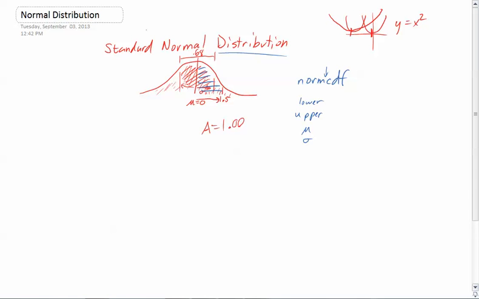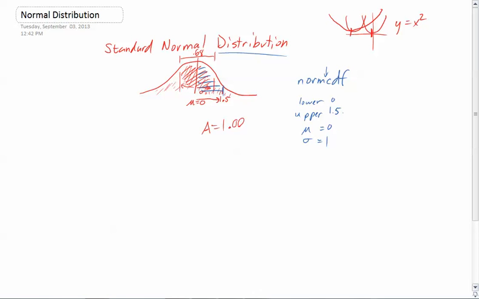Now, if we're working with the standard normal distribution, the parent function, then your mean is 0, your standard deviation is 1, and your lower and upper bounds are whatever you want to bound on this picture here. And so if I wanted from 0 to 1.5, then that's what I would put in. I would go from 0 to 1.5.